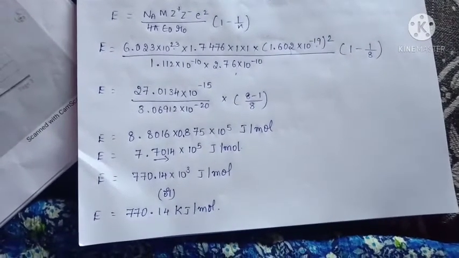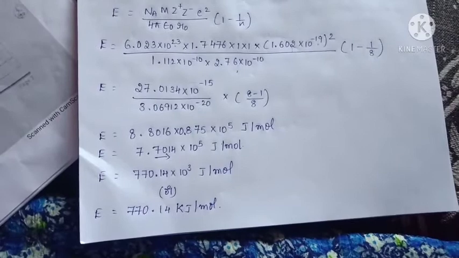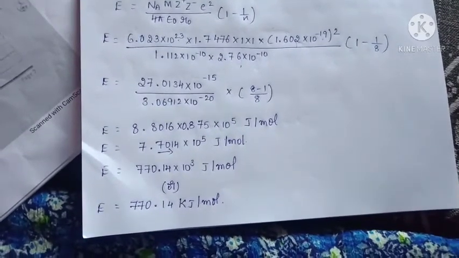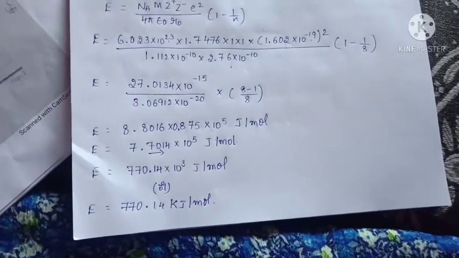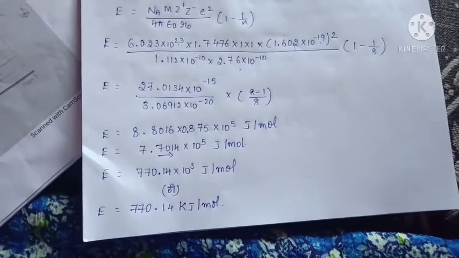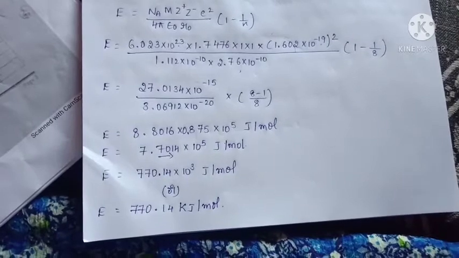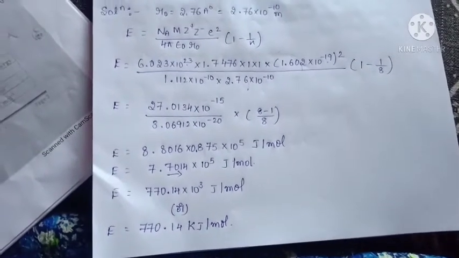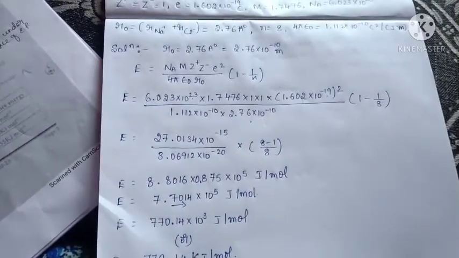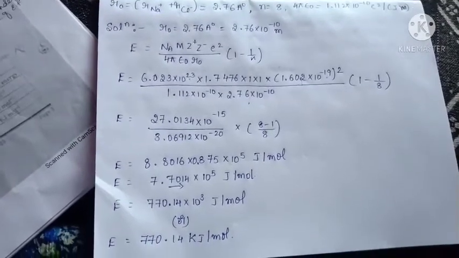That 10 to the power of 3 is 1000. Okay, 1000 is also called a kilo, no? So that's why 10 to the power of 3 should be replaced by kilo, and the SI unit is joule per mole. Okay, this is the example for the Born-Lande equation.